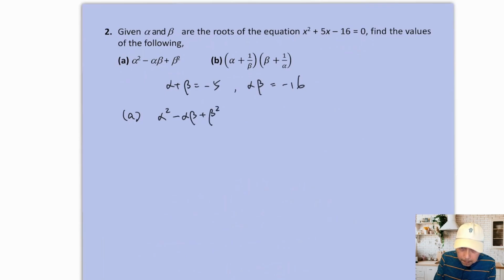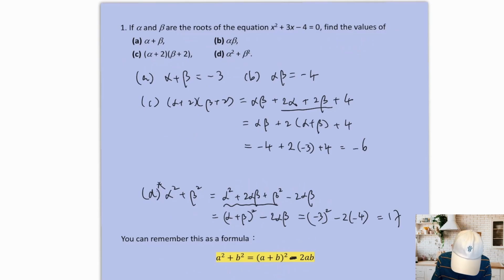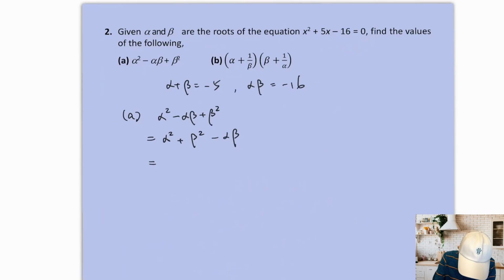Perhaps we separate into 2 parts. Alpha square plus beta square, minus 2ab. And then you go back to the last page. Can you remember this formula? a square plus b square is whole square minus 2ab. We use this formula: alpha plus beta, minus 2 alpha beta, and the last thing go down.